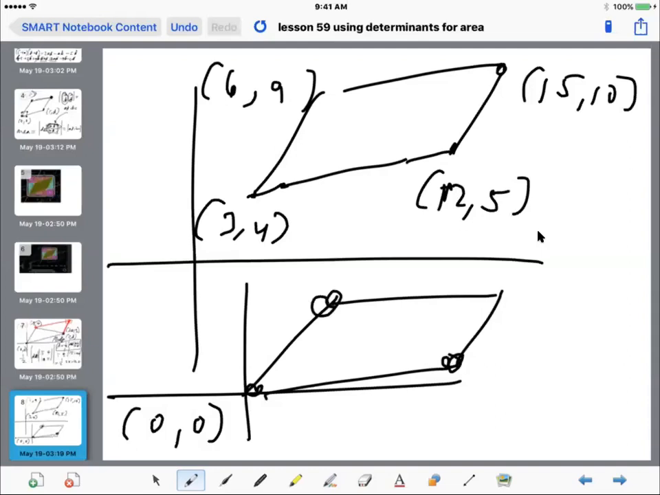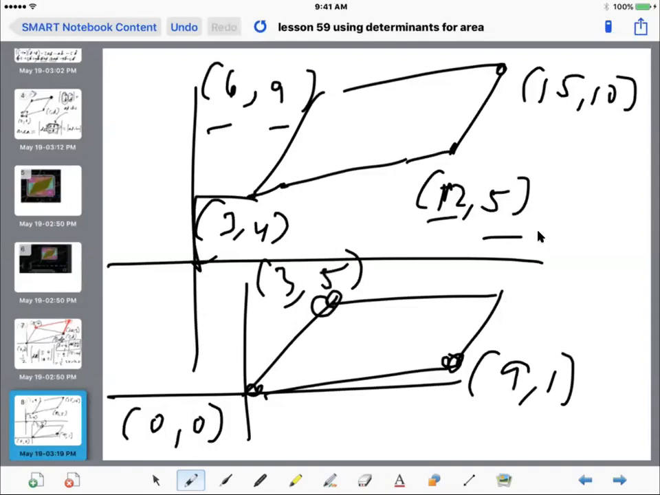That's right. 3, 5, and 9, 1. We've gone left 3 and down 4 from each of these. We don't need this point here. We take the absolute value of, well, why don't I just write down 3, 5, 9, 1. I'll stick an absolute value around there also. Kind of have to write the word det, otherwise it gets a little confusing.